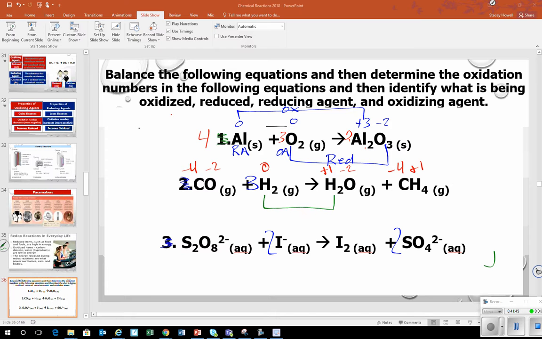That is just balancing. That's when we just put the 3 there. So you're done. So now you just attach what's oxidized, reduced, what's your OA and what's your RA.